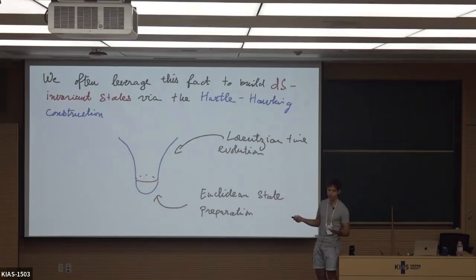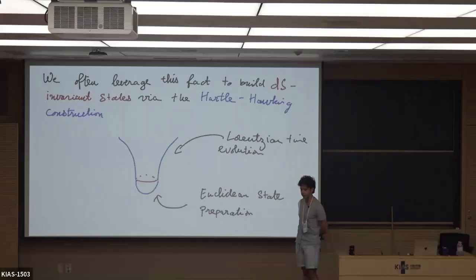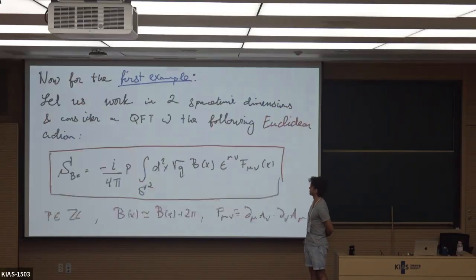This is a way to construct a de Sitter invariant state, and then compute correlation functions in that state as a function of time. Okay? So it's very important for us to be able to solve models on the sphere, because if we can do that, then we can use this Hartle-Hawking construction and compute things in this state built out of the Euclidean path integral using this picture. Okay? Okay, so now let's move on.